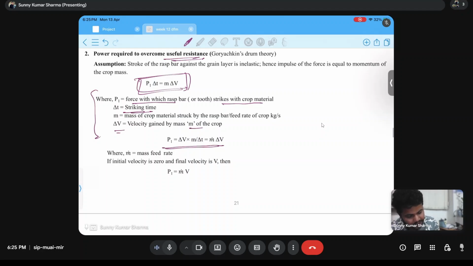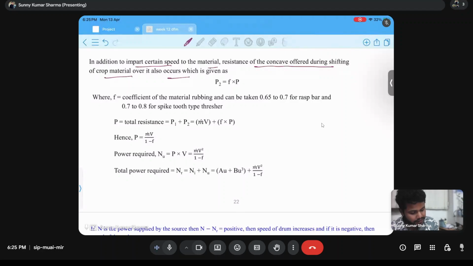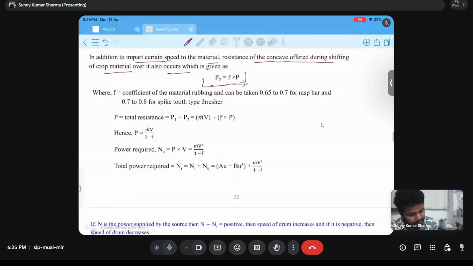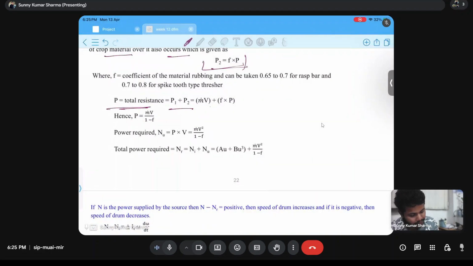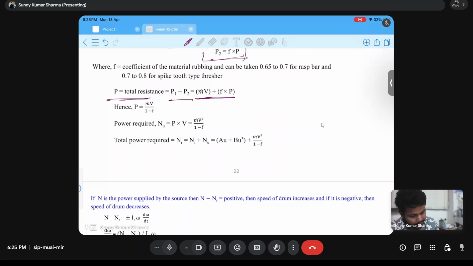And second is, in addition to impact of certain speed to the material, resistance of the concave offered during shifting of the crop material over it also occurs. So this is the friction term. So second term is friction, which is denoted by P2 is equal to F into P. So total resistance is given by P1 plus P2, which is m dot V plus F into P. So P is equal to m dot V plus FP.